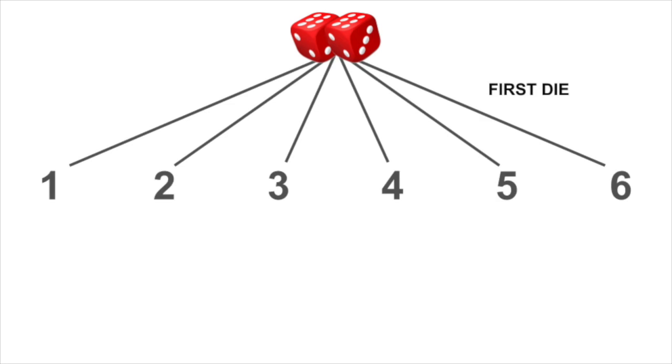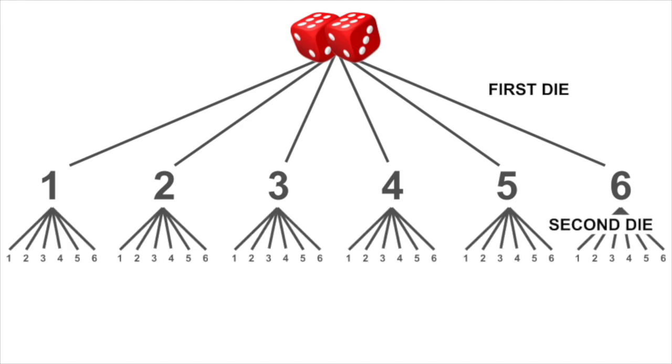One way to do that is by making a tree diagram of rolling 2 dice. There are 6 possible outcomes for the first die. We can either get 1, 2, 3, 4, 5, or 6. And for each possible outcome on the first die, there are 6 possible outcomes on the second die. That gives us a grand total of 36 possible outcomes. That means that when you roll 2 dice, there are 36 things that could happen.